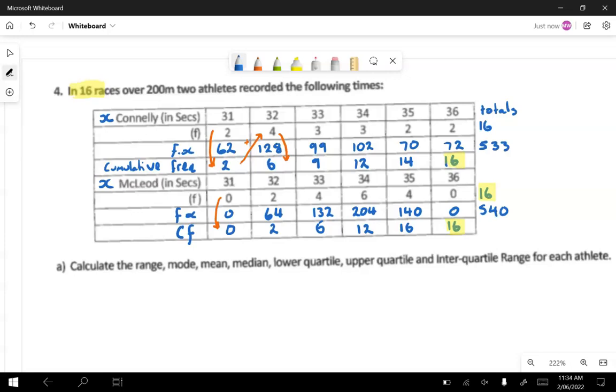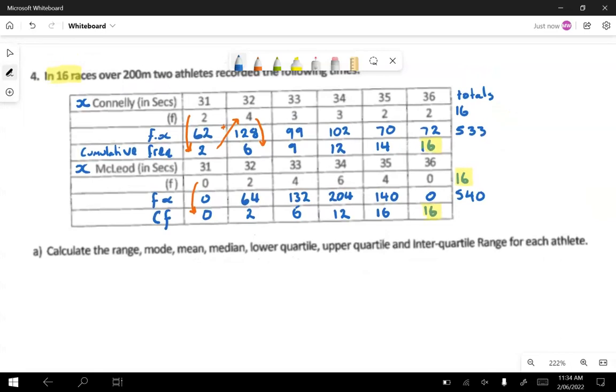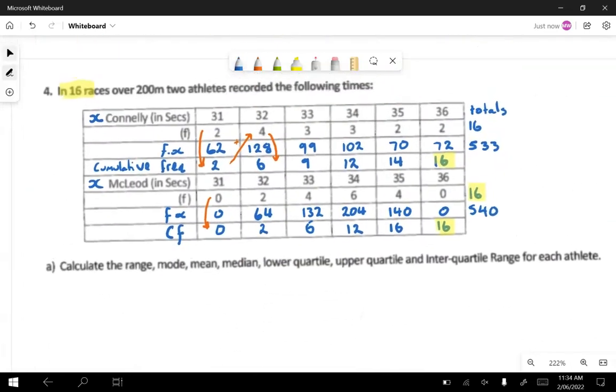So now we need range, mode, mean, median, lower quartile, upper quartile, interquartile range, all that sort of thing. So we're going to start jumping around. How are we going? Is everyone happy at this stage? Okay, let's keep going then. The range should be reasonably easy. Let's see what they're asking us for. So we're starting with range.